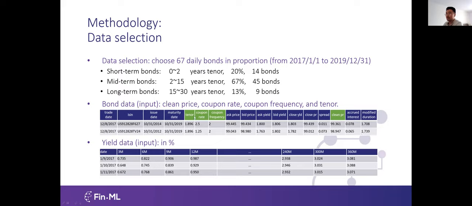Here we choose the tenor, coupon rate, frequency, and the clean price, these four features as our input. Also, we extract the yield curve at each day. And this is much better than this data, and we can also use this as an input.